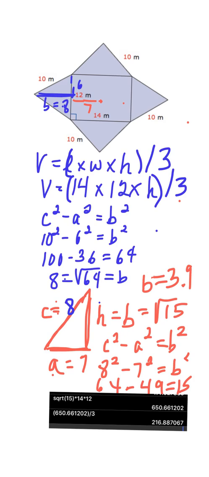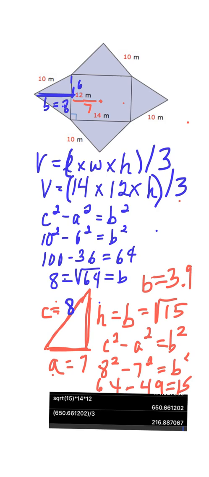So I have to find b, or the height of the pyramid. You take the square root of 15. Now I know the height is the square root of 15. So volume equals 14 times 12. Again, volume equals length times width times height. So volume equals 14 times 12 times the height, which is the square root of 15.